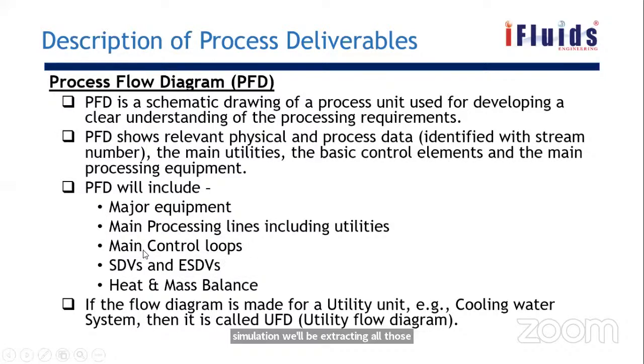So for a heat exchanger, we need a temperature control. For a reactor, we need a temperature control. For a compressor system or separator system, we need a pressure control and level control, like that. And then the PFD will show the additional SDVs and ESD. These are the emergency valves in case of any emergency, in case of any leak or fire in one unit.